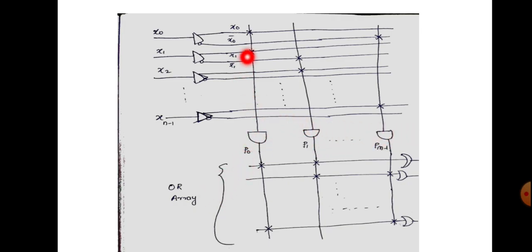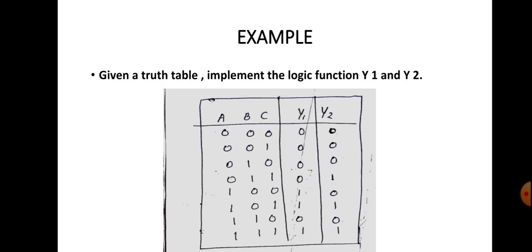Okay, so this is the logical function implementation using the PLA. For doing the problems, if you are given the question, you have to first prepare the truth table, then you have to make equations. After making the equations, you can directly draw this PLA diagram. Okay, so here is an example.